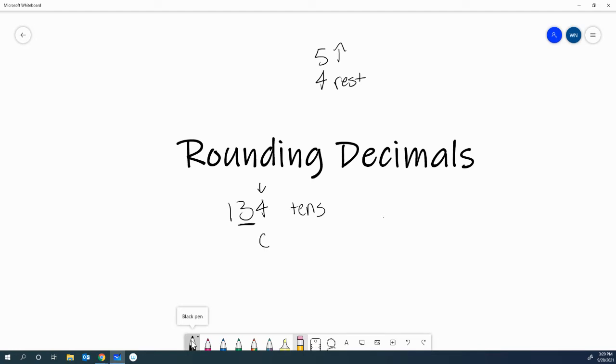So we're going to let the 3 rest. That 4 is going to turn into a 0. We're letting the 3 rest, and we're going to bring our 1 down. 134 rounded to the tens place turns into 130.